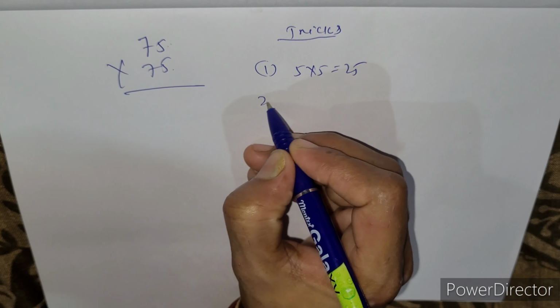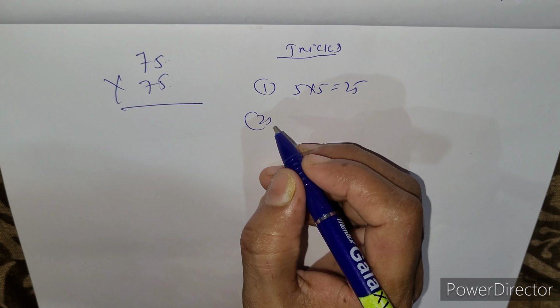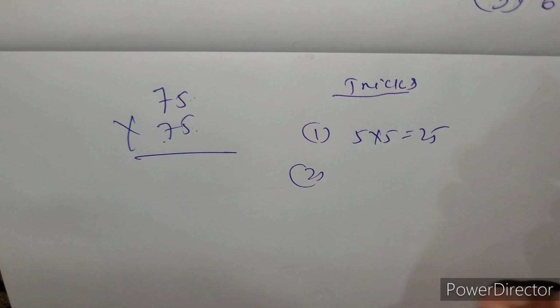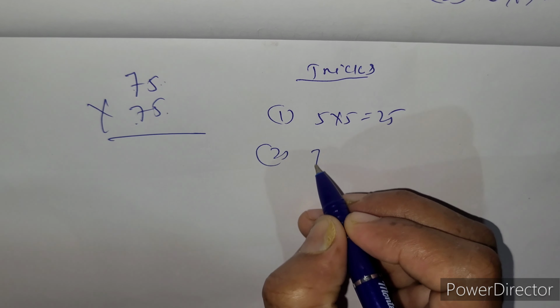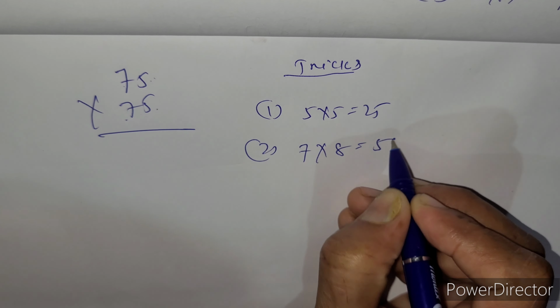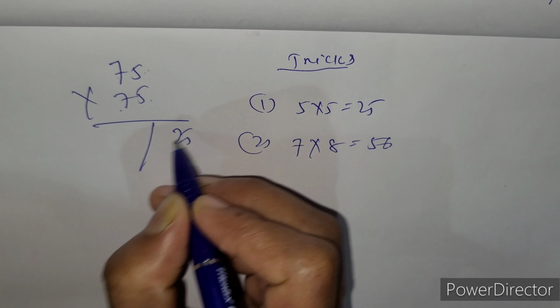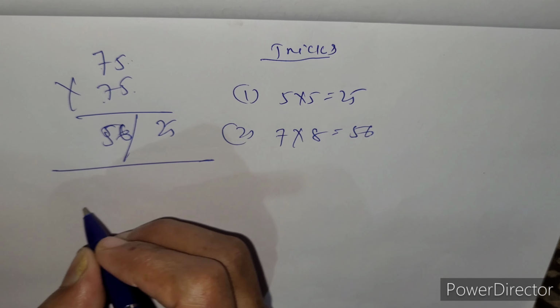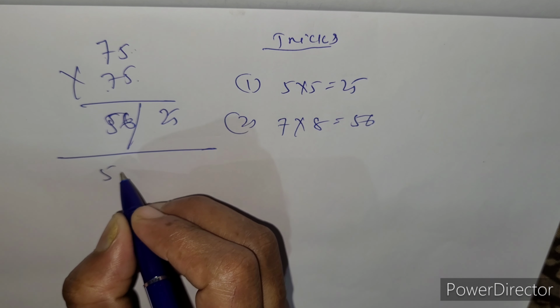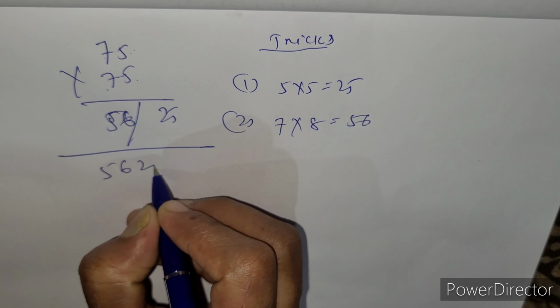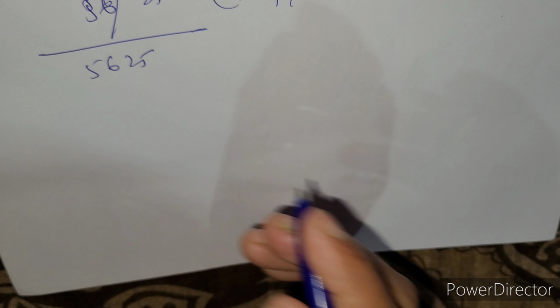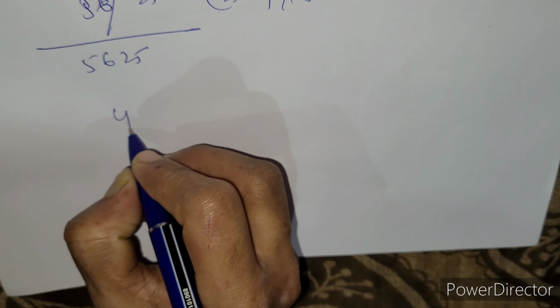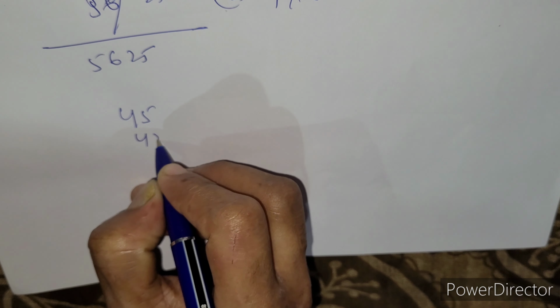That is 25. Second, multiply the tens place digit with the after number. For 75, the tens digit 7 and the after number 8 give 56. The answer is 25, 56. Hence the answer is 5625.